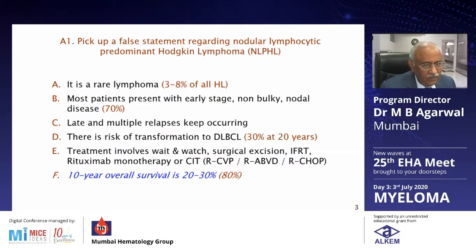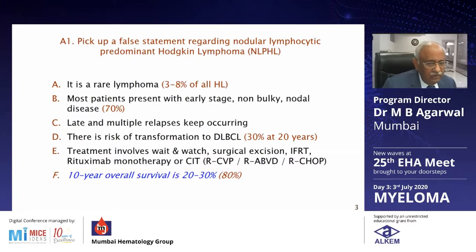Interestingly, there's a risk of transformation to non-Hodgkin lymphoma, DLBCL. By the time a patient lives for 20 years, almost 1 out of 3 would develop transformation to DLBCL. And all these treatments are correct. If the patient is asymptomatic, with no specific complaint related to the nodes, you can just follow, wait and watch, like again follicular lymphoma.